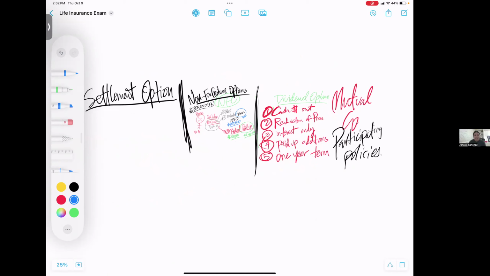It's just when it comes to the question and it asks which settlement option or non-forfeiture option, and then it's just like whole life policy, and I'm like, obviously not that one. But then it comes to these two, and I forgot which one would apply. How about this one?